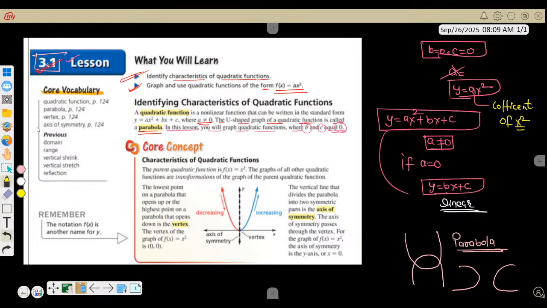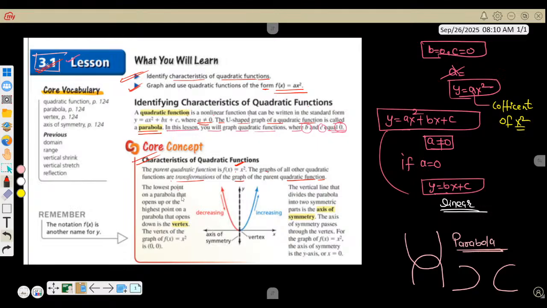So now see the characteristic of the quadratic function. The parent quadratic function, this one. The graphs of all other quadratic functions are transformations of the graph of this. This is the main parent graph, and all other graphs are actually transformations of this basic graph, the graph of the parent quadratic function.